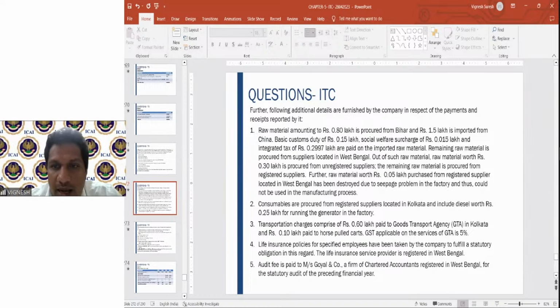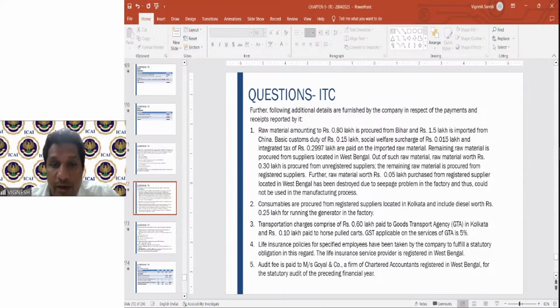Then an important point where you'll get confused here. He's telling 1.5 lakhs is imported from China. The problem is silent on whether customs duty or the social welfare charges are included in the 1.5. So we have to make an assumption. We have to assume that it is included, because that also comes in the cost of the asset. So 1.2 lakhs of raw material is still remaining.